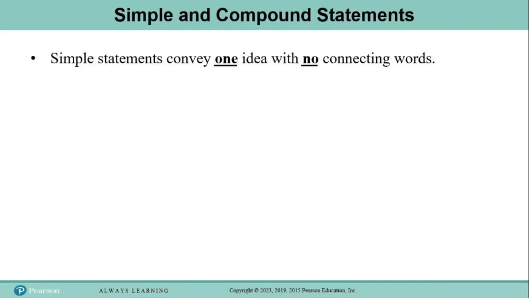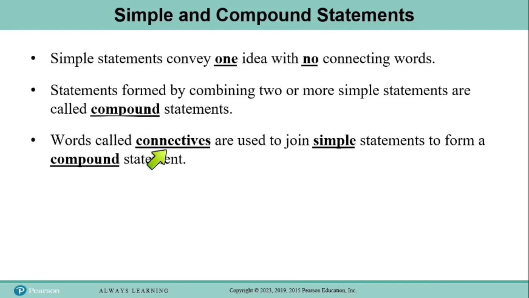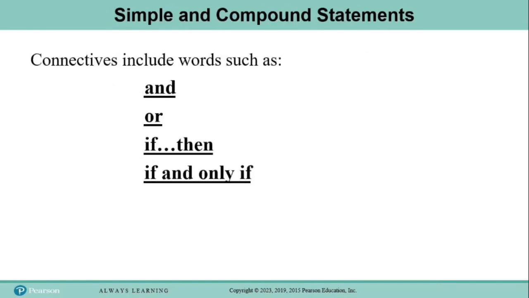Now, last time in section 3.1 we learned what a logical statement is, and all of the statements that we looked at in the previous section are what you call simple statements. They convey one idea with no connecting words. But statements formed by combining two or more simple statements are called compound statements. And words called connectives are used to join simple statements to form a compound statement. Connectives include words like and, or, if, then, if and only if.